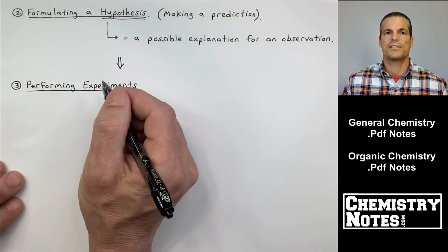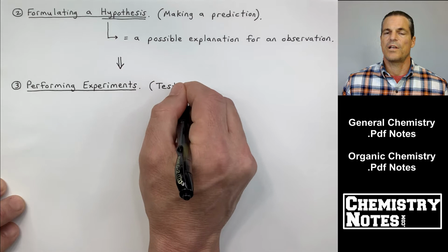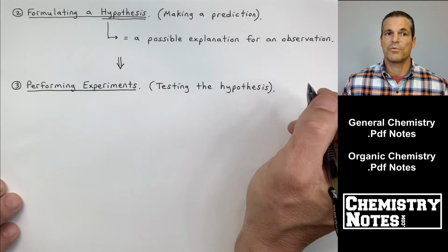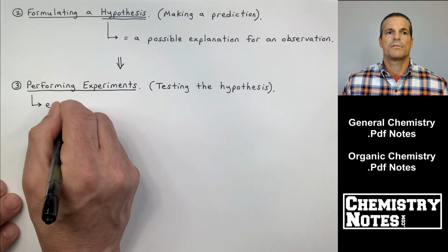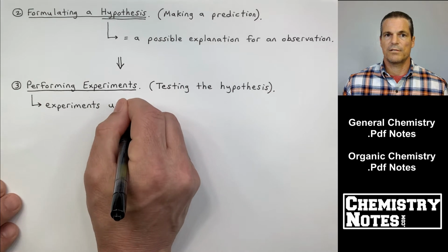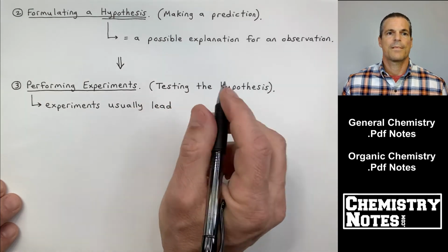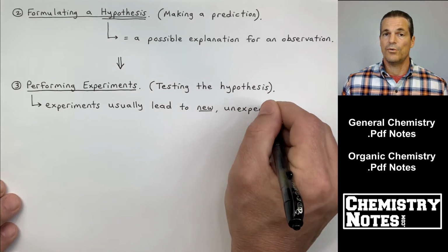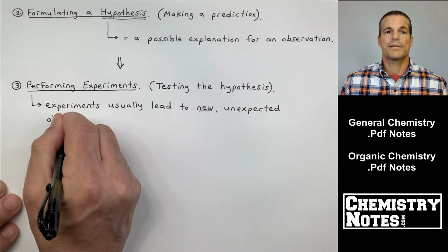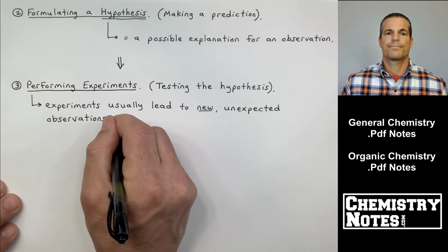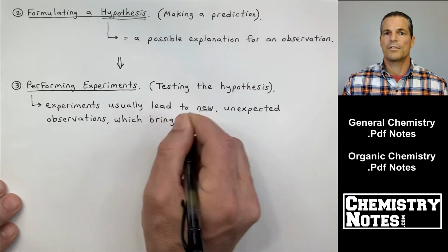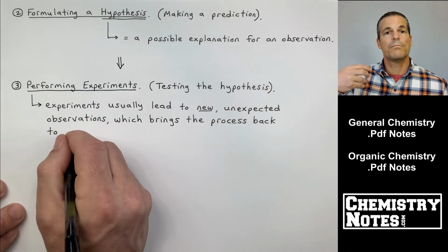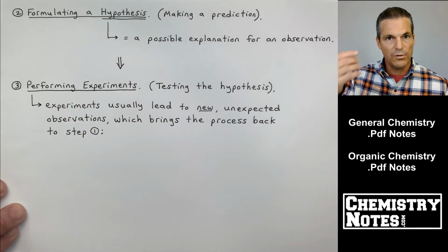So formulating a hypothesis is a possible explanation for the observations you've been making. You're going to test that hypothesis in step 3. Step 3, performing experiments. In other words, testing your hypothesis. Now, when you perform these experiments they usually lead to brand new, unexpected observations, which brings us back full circle, right? That moves us back into step 1, where we begin to make new observations based on those brand new observations.